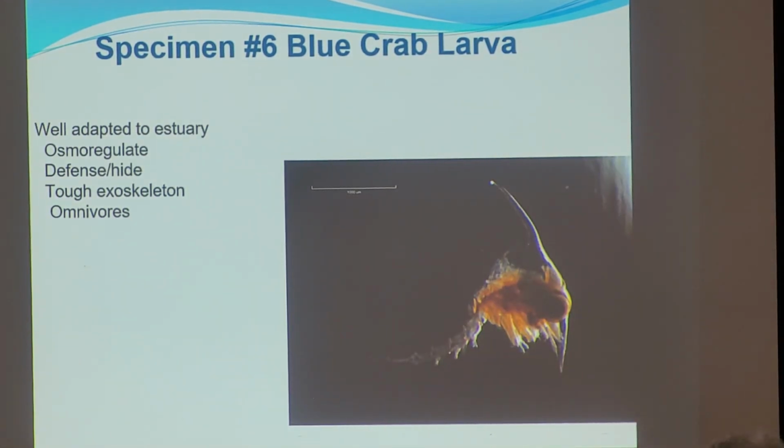That should have been a harder one. That's a blue crab larvae. They're so huge that you're looking through your microscope and suddenly this thing. Kind of hard to swallow. One thing crabs are good at is eating. They're omnivores. They eat everything. They're very successful, and have commercial value.